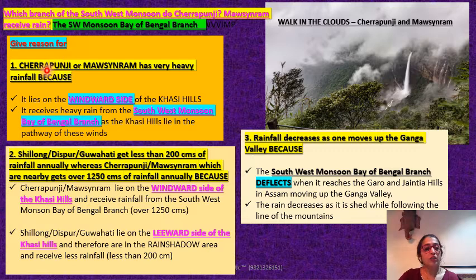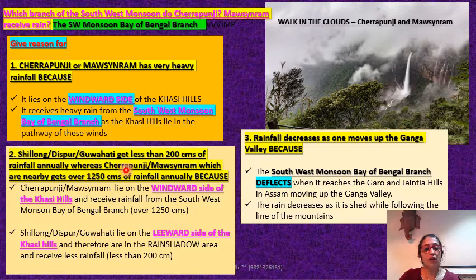Give reason for: Cherrapunji or Mawsynram has very heavy rainfall because, first, which side does it lie on? It lies on the windward side of the Khasi Hills. And which branch of the monsoon does it get? It receives heavy rain from the southwest monsoon Bay of Bengal branch, as the Khasi Hills lie in the pathway of these winds. So, the clouds are required to shed their rain.